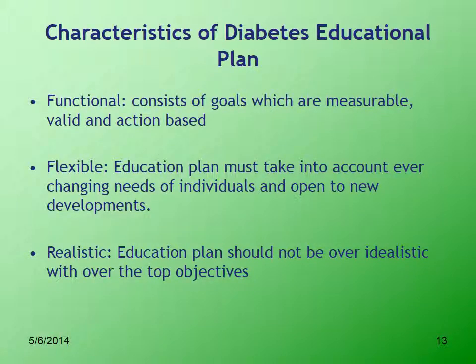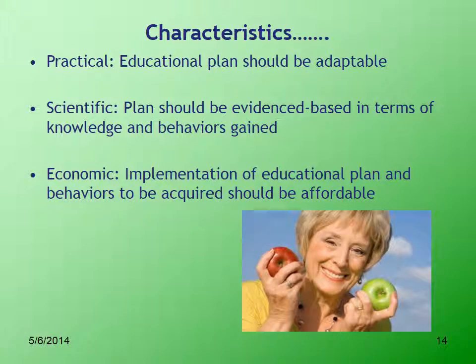Characteristics of a diabetes educational plan. Functionality is one, which means that a plan should consist of goals which are measurable, valid, and action-based. It should be flexible. It must take into account the ever-changing needs of the elderly individual and should be open to change. It should be realistic. The plan should be practical, scientific in the sense that it should be evidence-based in terms of knowledge and behaviors gained. Economic: the implementation portion of the educational plan should be affordable.